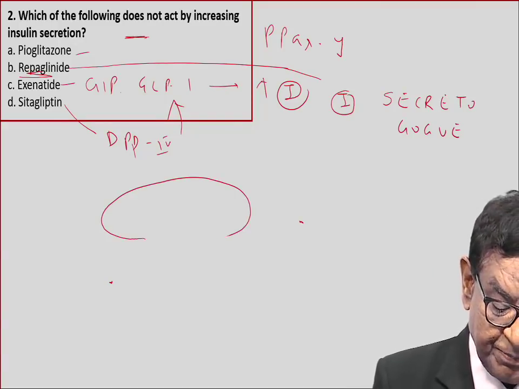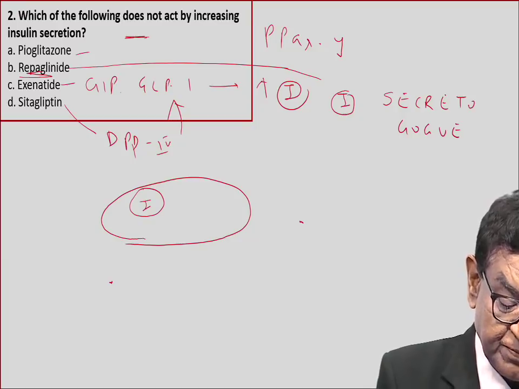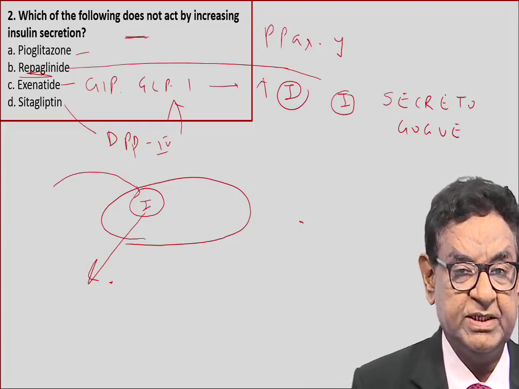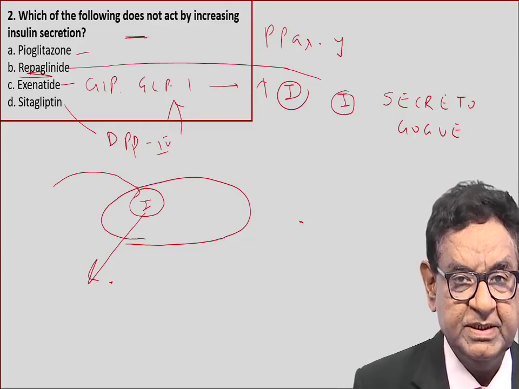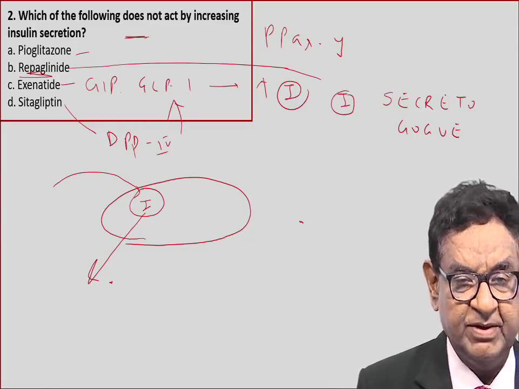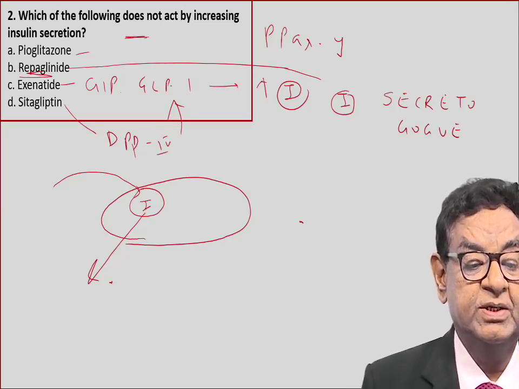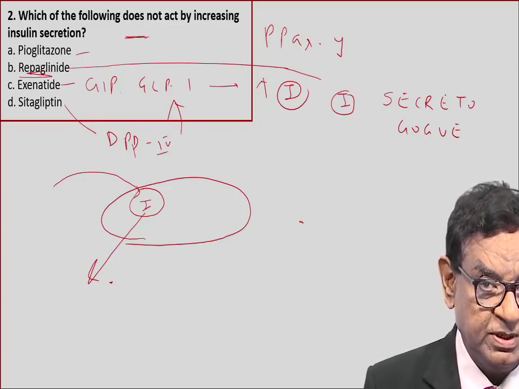These two drugs, this is the pancreas, here is the beta cell which contains insulin. Now these drugs come to the beta cell and cause release of preformed insulin. That's why they are known as insulin secretagogues. That means they have direct action on the beta cell, which causes increased release of insulin. So out of all the options, the best answer to this question is pioglitazone.